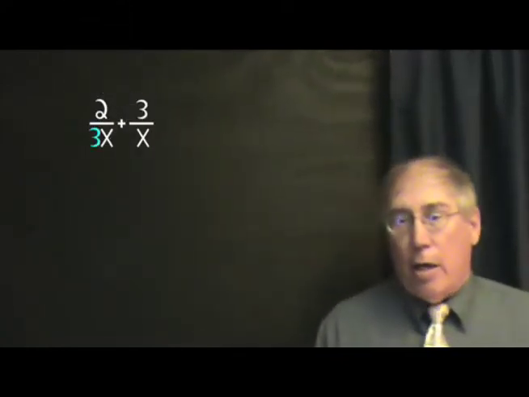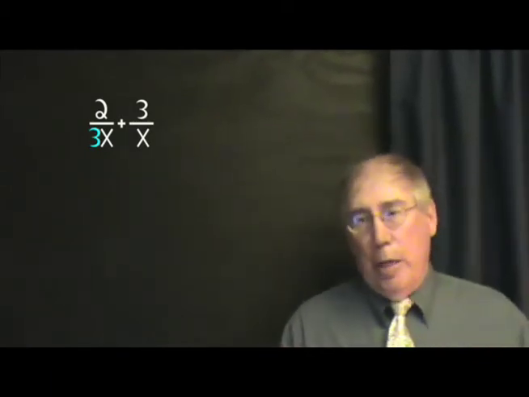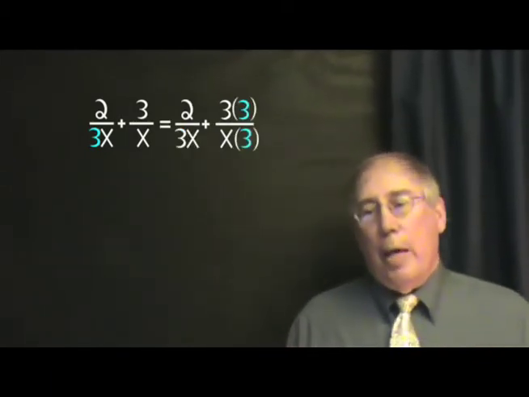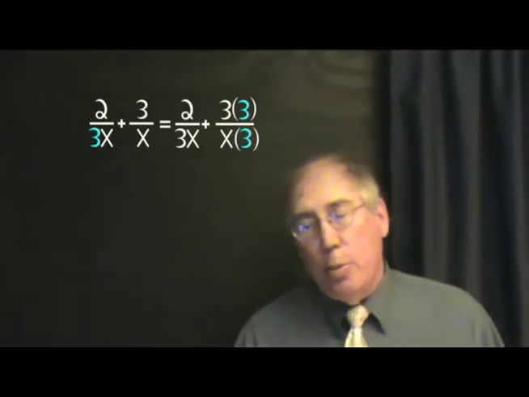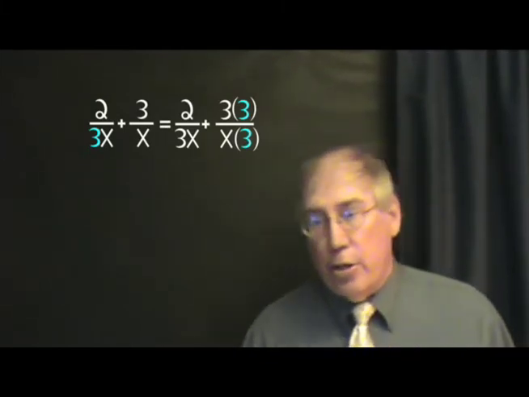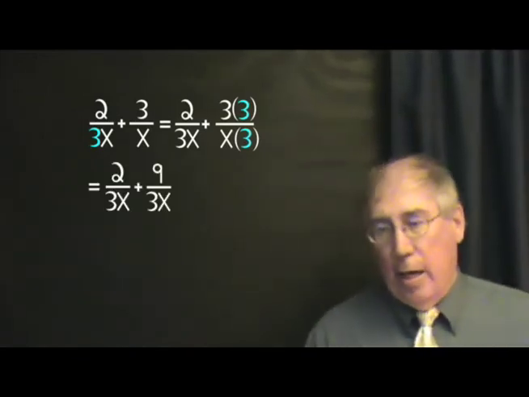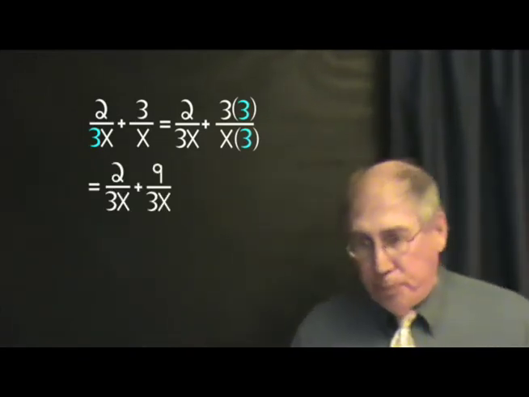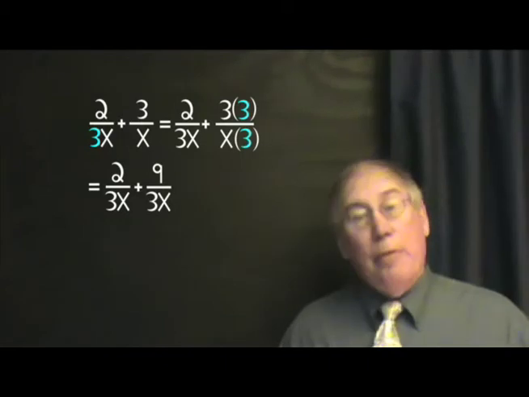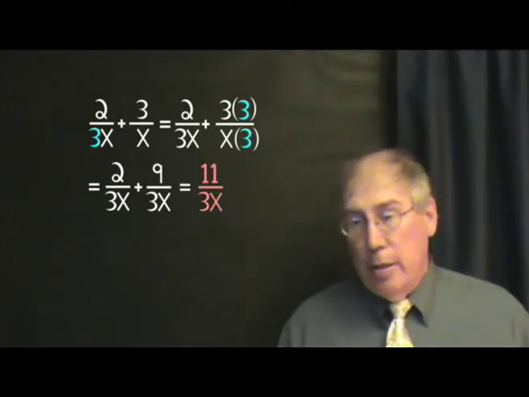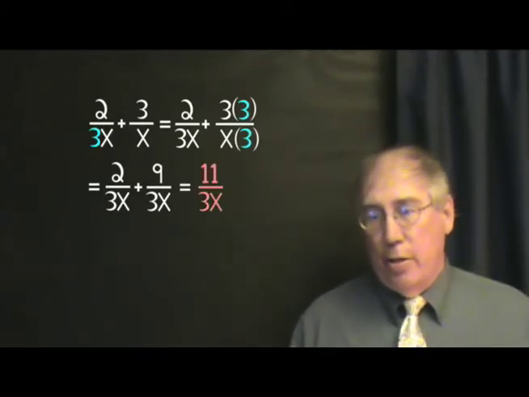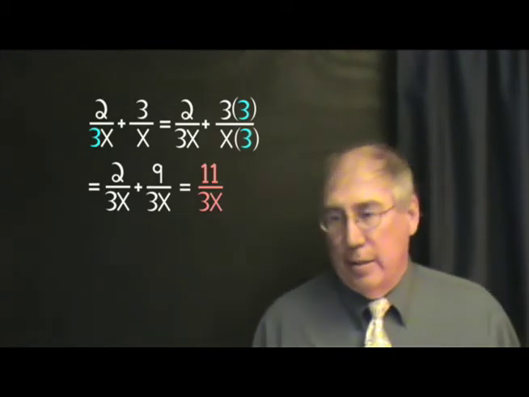Now, our common denominator is going to be 3x. So what we have to do is multiply 3 times the numerator and denominator of that second fraction, and then our denominators will be in common. So now all we have to do is add the numerators there, and we'll get 11 over 3x.